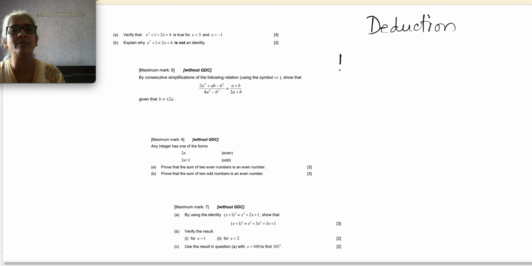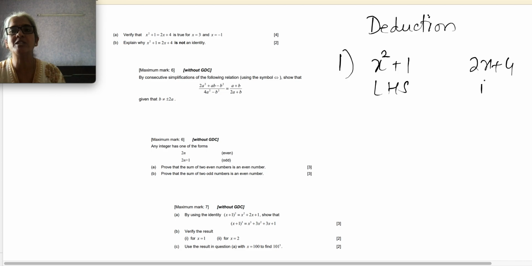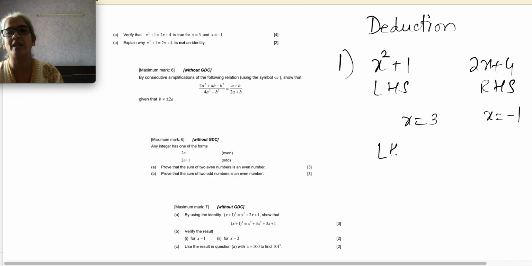Like the first example we see, the question says verify whether x square plus 1, so this is my LHS, is same as 2x plus 4, which is my RHS, right? And I want to verify it first for two specific values. One is x equal to 3 and another is x equal to minus 1. So I'm going to look at LHS for x equal to 3, and it is 3 square plus 1 is 10, and RHS is 2 times 3, 6 plus 4 is also 10. So yes, it is true for x equal to 3.